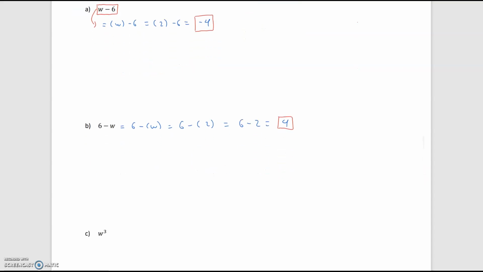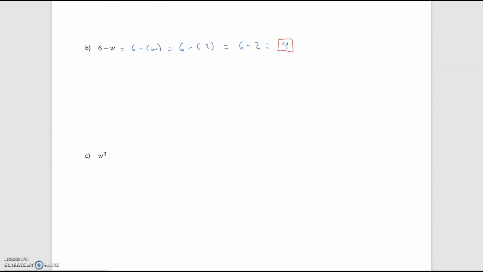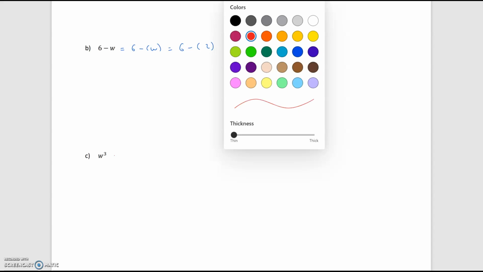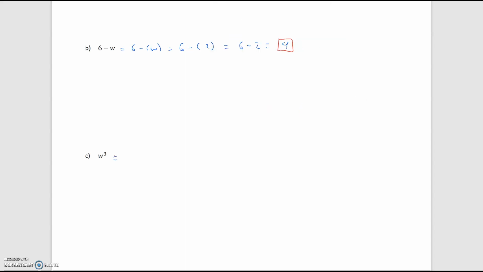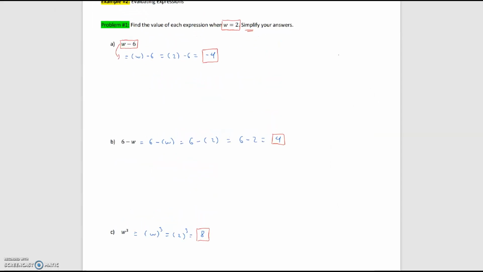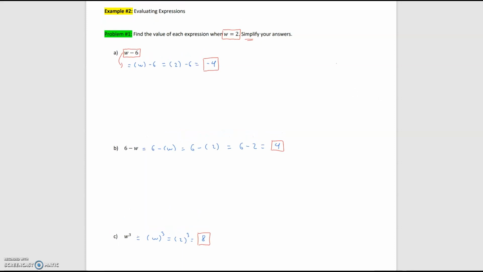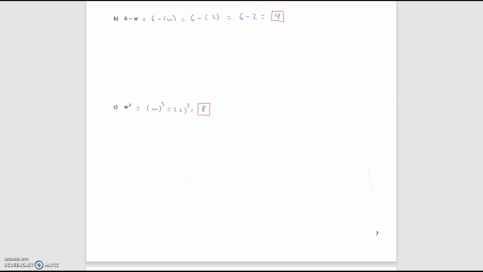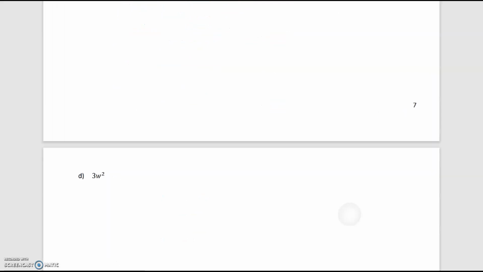Let's move on to C. In this case, let me put the equal signs. So this will be equivalent to w to the third power. And in this case, 2 to the third power is going to be 8. So nothing much to do on C other than we'll multiply 2 times 2 times 2, which will give us the 8. Let's move on to problem D.